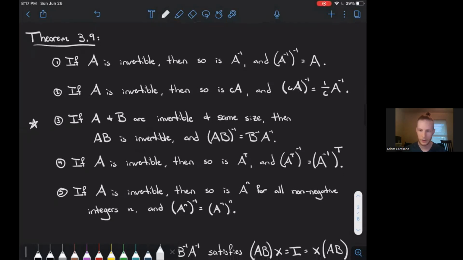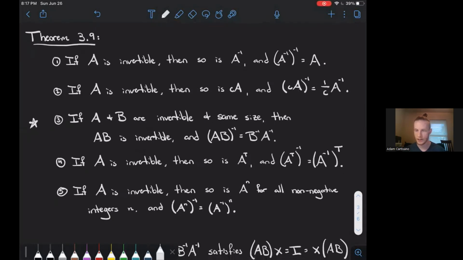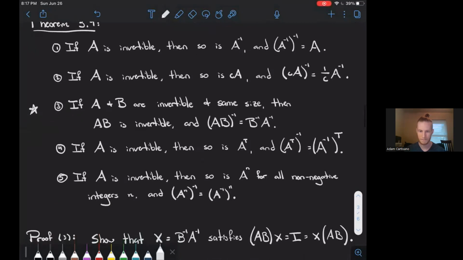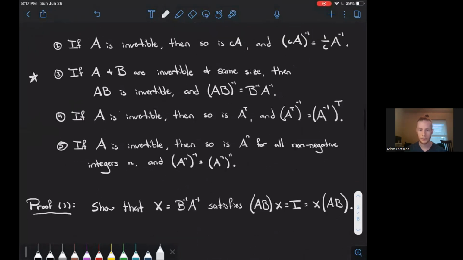And then the last one is that if A is an invertible matrix, then A raised to any power is also an invertible matrix. And the inverse of A raised to that power is the same thing as if you were to take the inverse of A and raise it to that power. It's interesting. Again, it seems like the inverse commutes with the exponent. Okay, we're going to prove the third one.